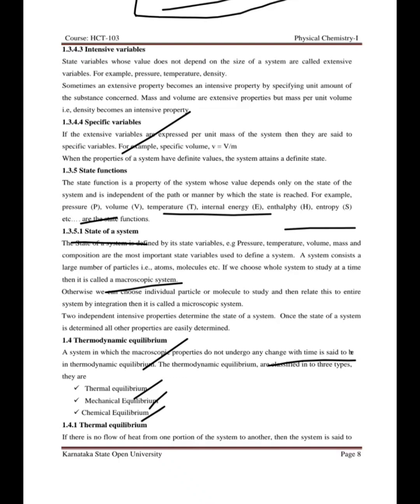First is thermal equilibrium, where there is no flow of heat from one position of the system to another. The flow of heat is not there. So that is known as thermal equilibrium.